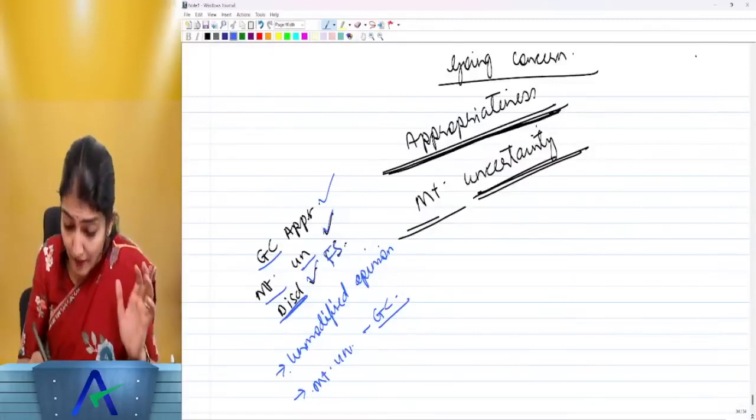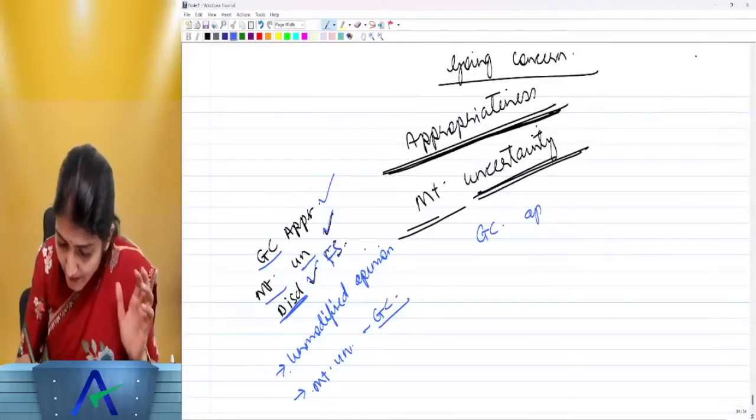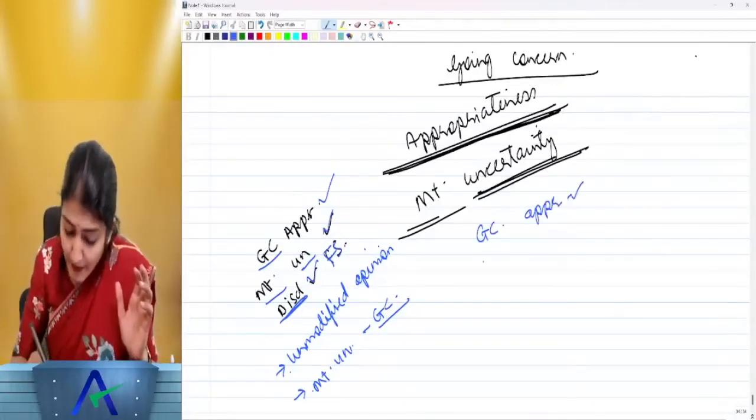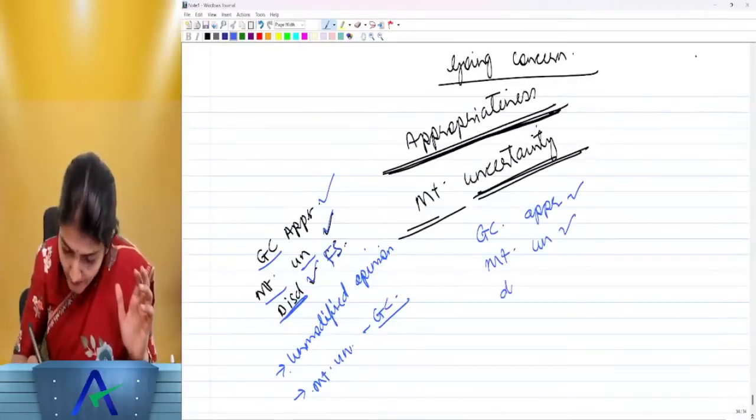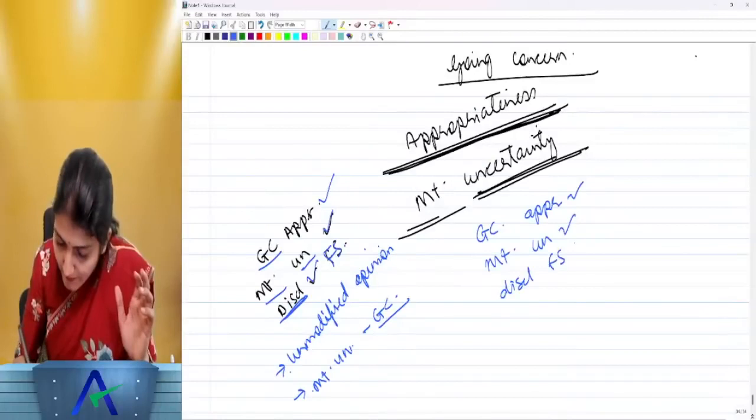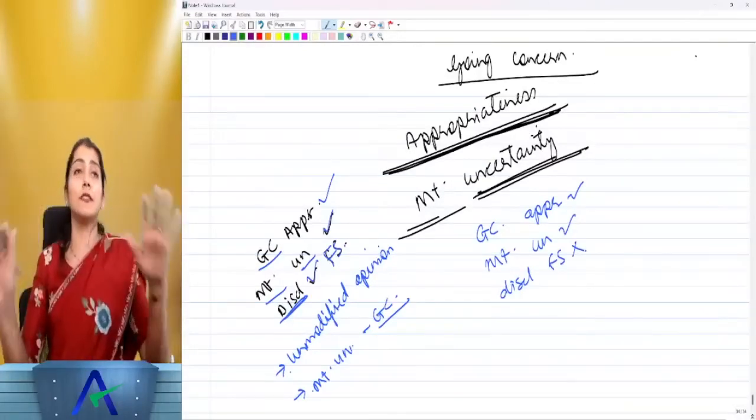Right, then second one, the going concern assumption is appropriate, right? Material uncertainty exists and adequate disclosures have not been made by the management in the financial statements.